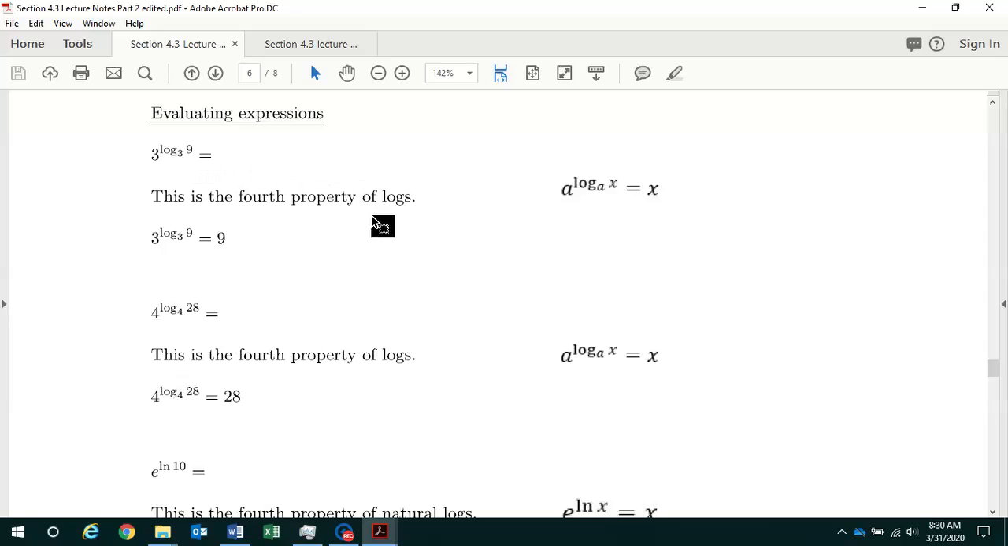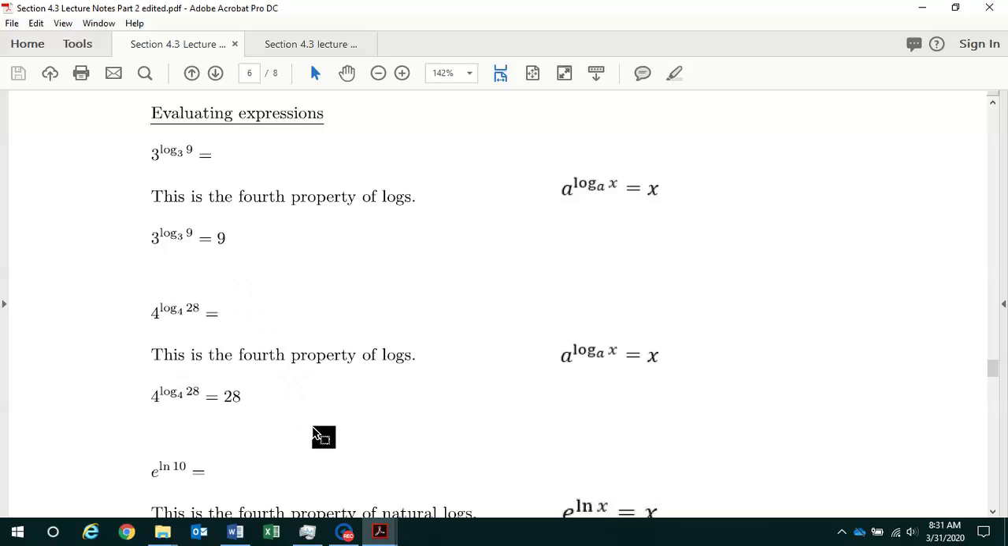Well, this uses property 4 from the properties of logs, right? The fourth property of logs. And the fourth property says a raised to log base a of x is just equal to x. The a and the log base a basically cancel, and we're just left with x. So in this case, a is equal to 3, x is equal to 9. So 3 raised to the log base 3 of 9 is just equal to 9.